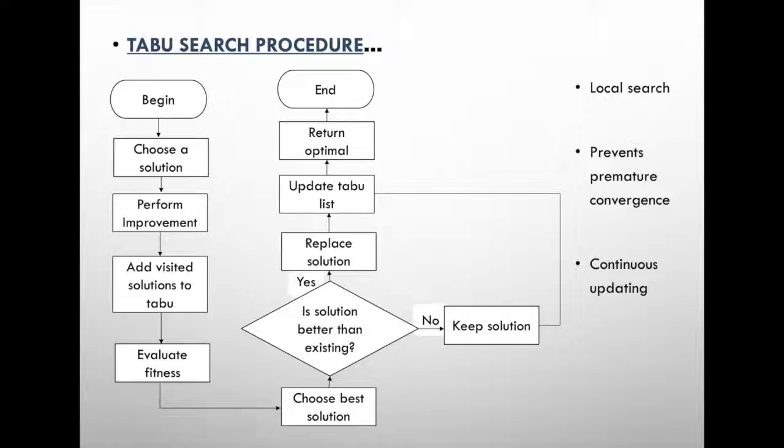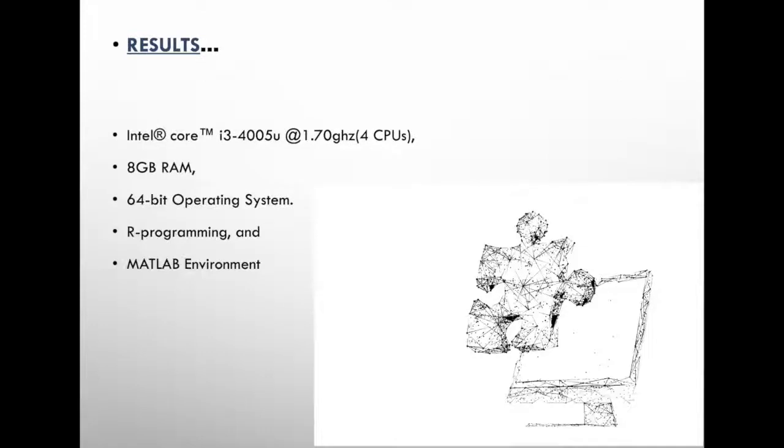Now, on the local search, we use the technique called the Tabu Search procedure. This one is very important. It is a meta-heuristic optimization technique.